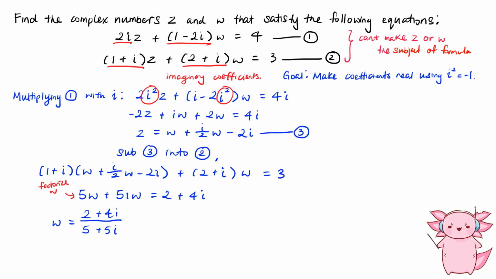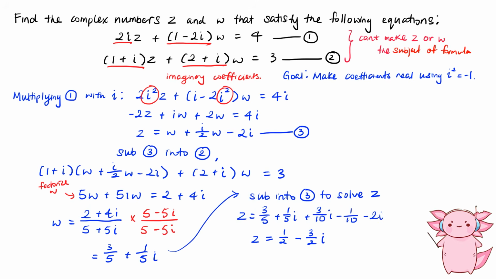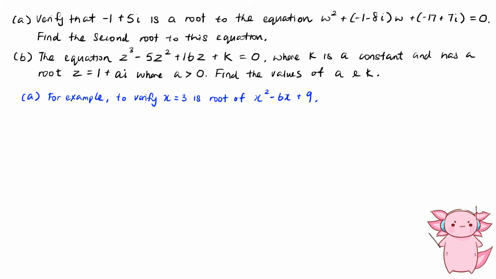Then we can just sub equation 3 into equation 2, and after some expansion, we can solve for w is equal to 2 plus 4i over 5 plus 5i. Then the last step is to just realize this fraction, and we can get our final answer of 3/5 plus 1/5 i.